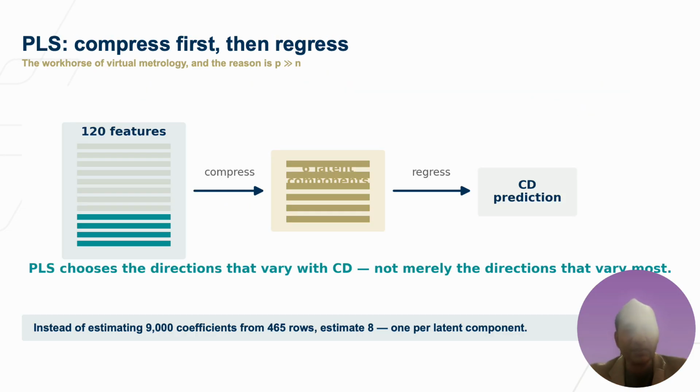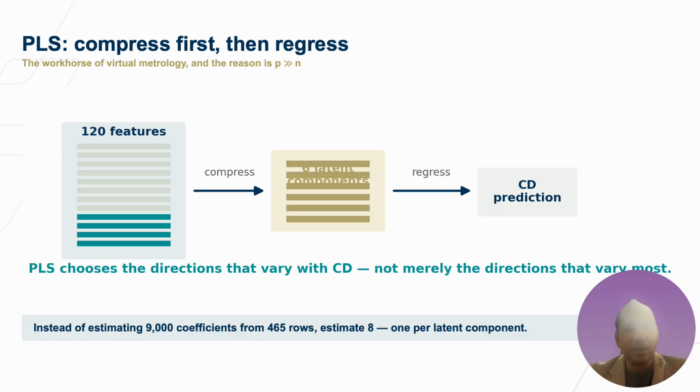PLS, partial least squares regression. If you remember one method from today, remember this one, because it is the workhorse for virtual metrology, and the reason is exactly P much greater than N. You start with 120 features, 9,000 in a real fab, too many to estimate coefficients for each. So compress. Find a small number of latent components, each a weighted combination of the original features. 6 here, 8 in the model we will fit. Then regress the target on the components, 6 or 8 coefficients instead of 9,000.